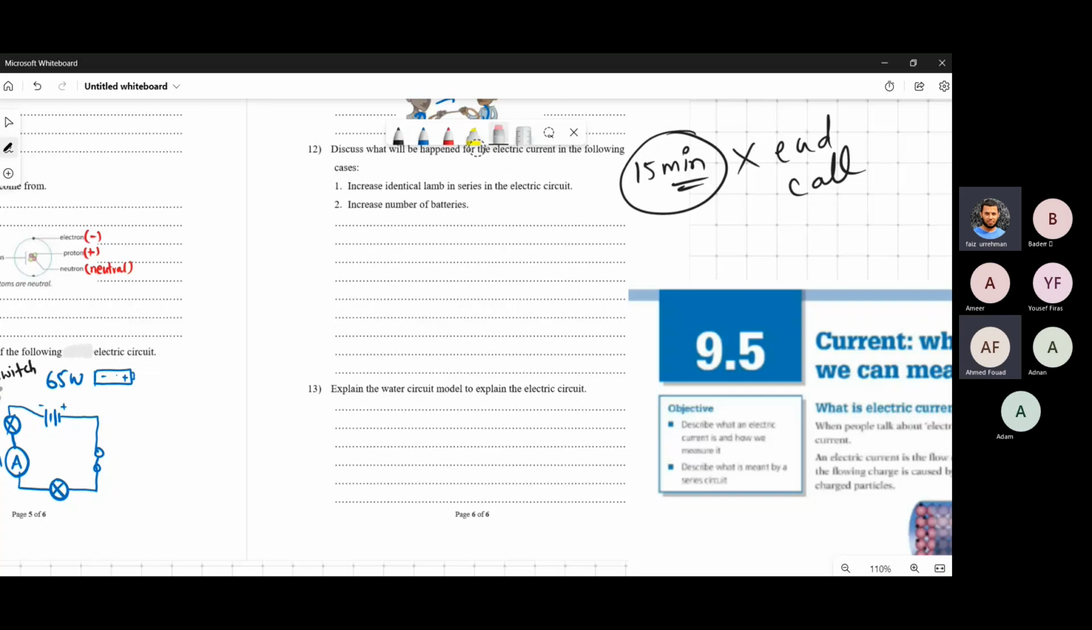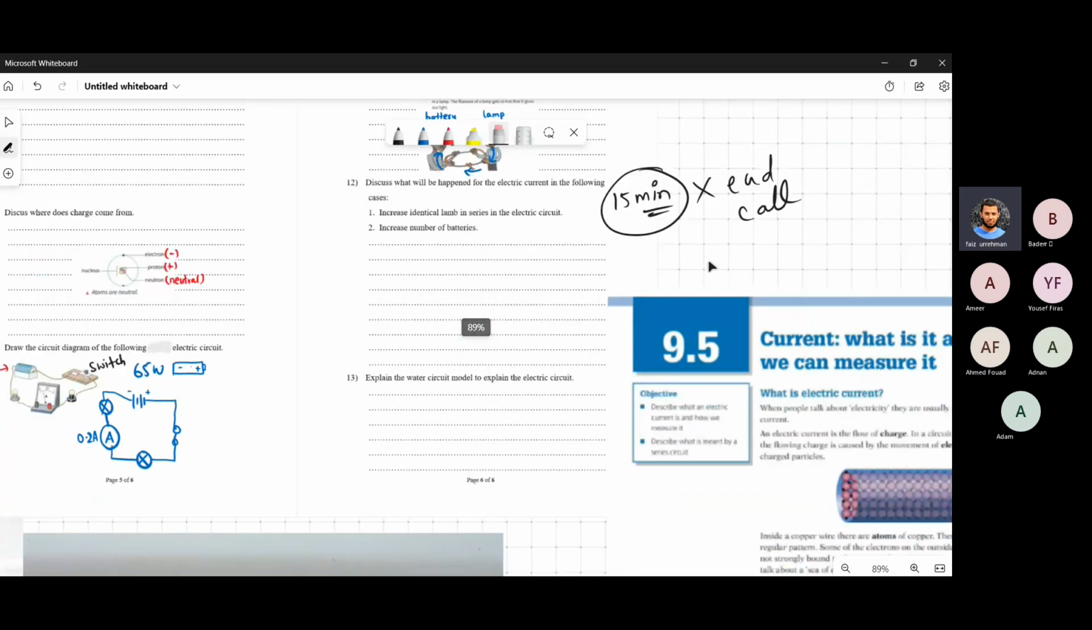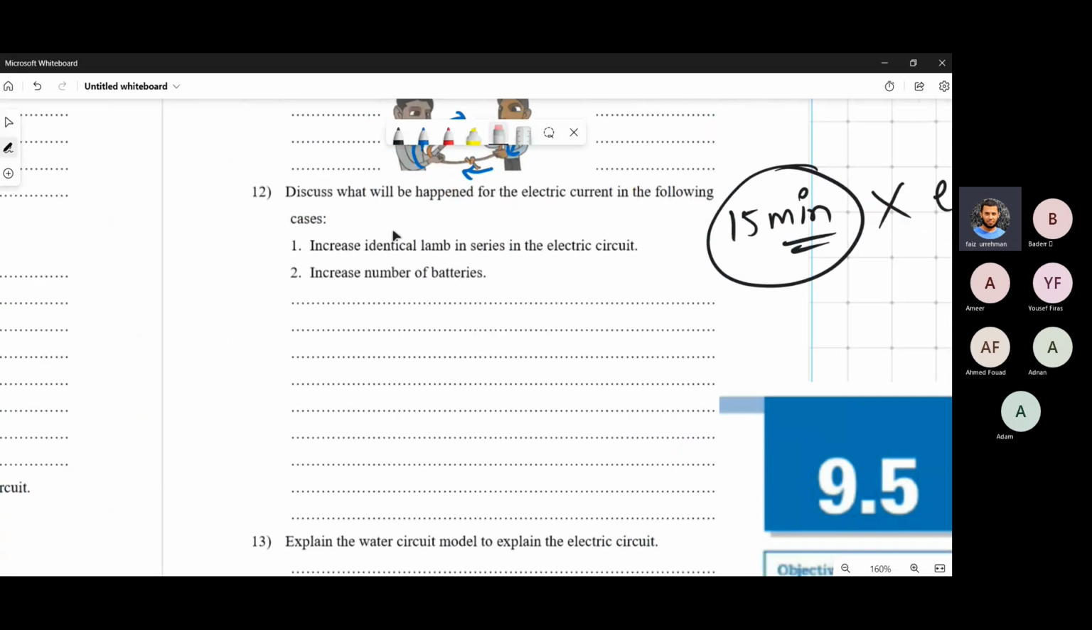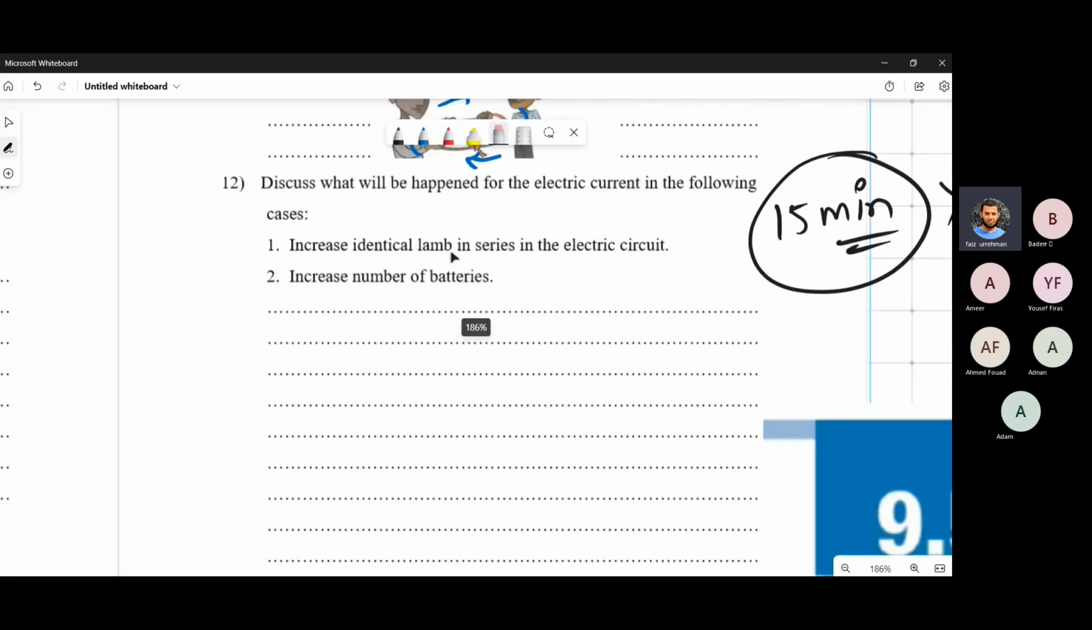Now, question number 12. Discuss what will happen to the electric current in the following cases. Increase identical lamps.